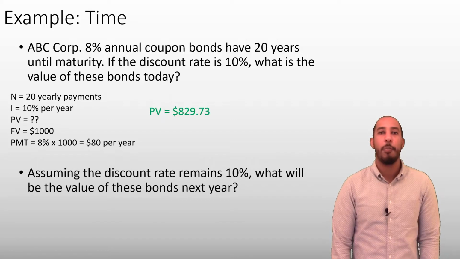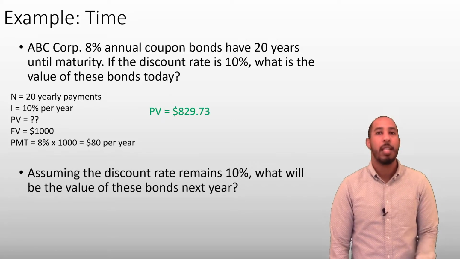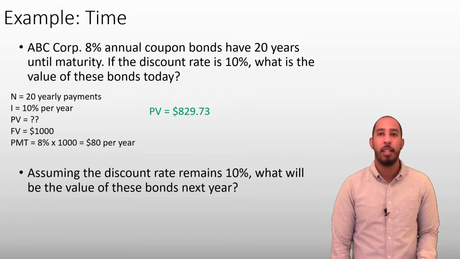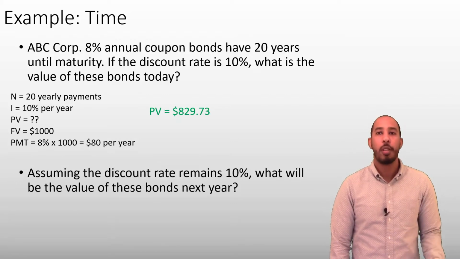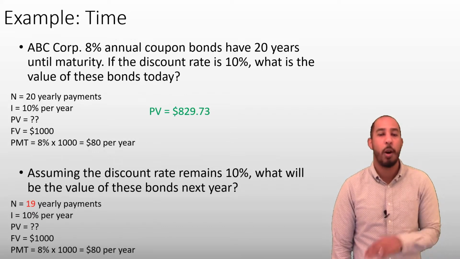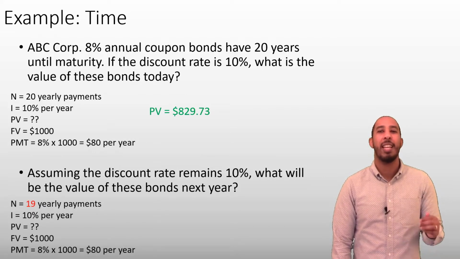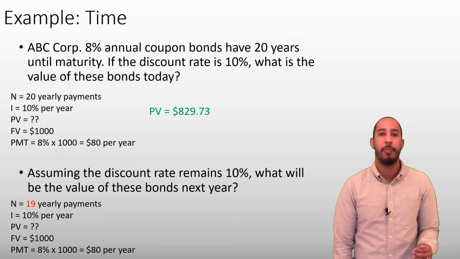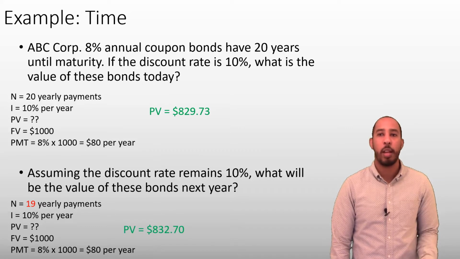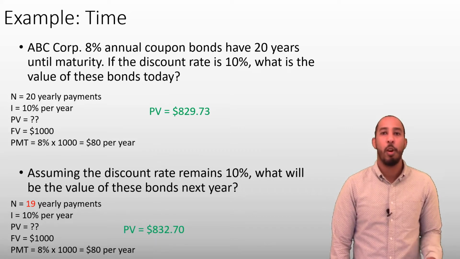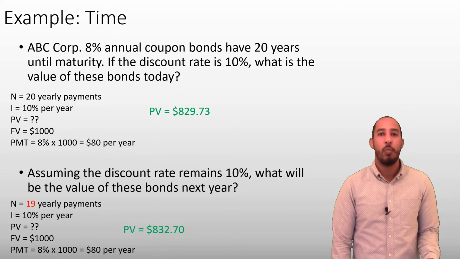Now let's see what happens if we move forward in time. Assuming the discount rate remains 10%, what will be the value of this bond next year? If we move forward to next year, what has happened? Well, 1 year's worth of interest payments have already been paid. So now there's just 19 years left until maturity. And let's see what happens to the price of this bond. If things work out like we expect, we should see this price increase. It should move closer to the face value. And indeed, we see the price rise to $832.